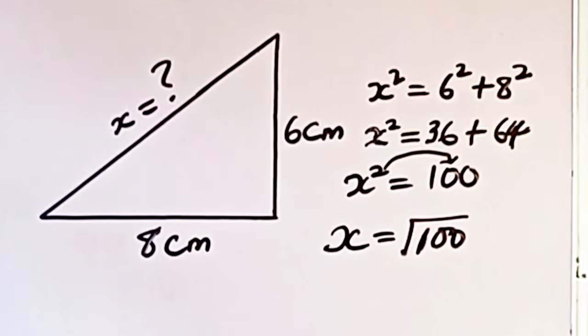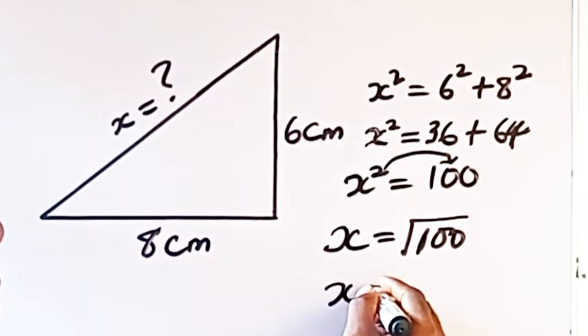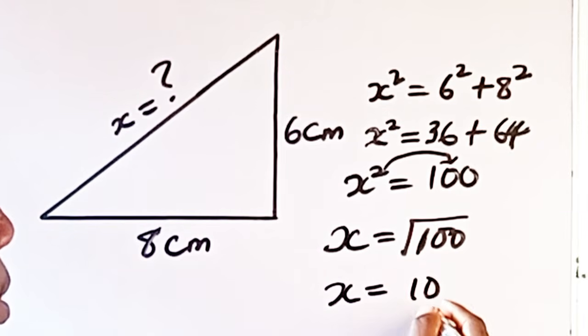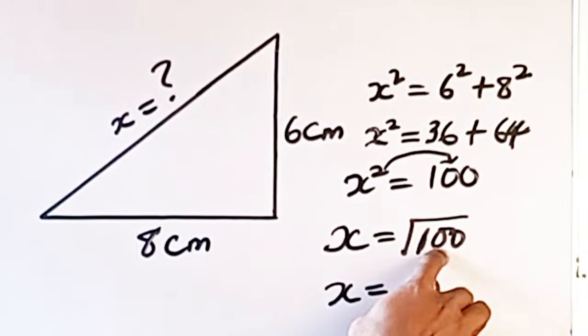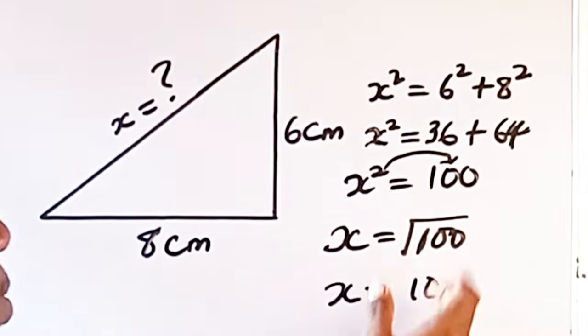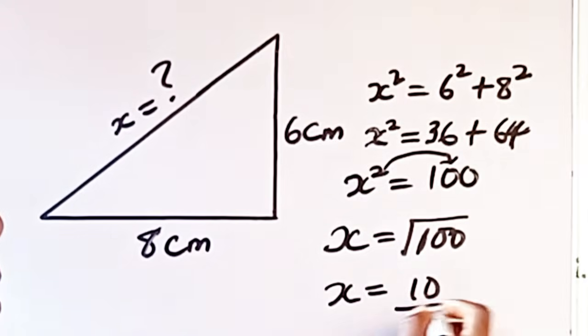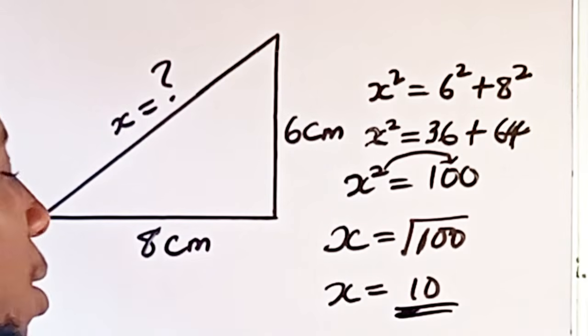Root 100 is going to give us, the square root of 100 is what? 10. Because any value that multiplies itself to give you 100 is 10. So 10 times 10 is 100. So our final answer is what? 10. That is how to solve a question like this.